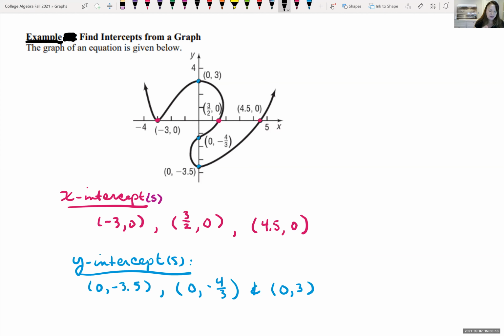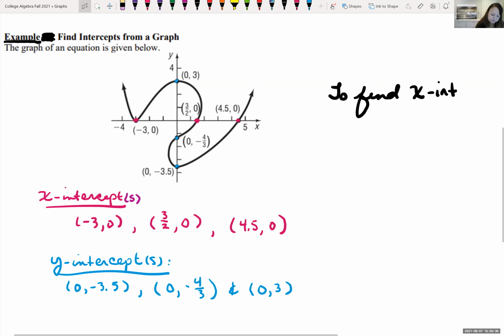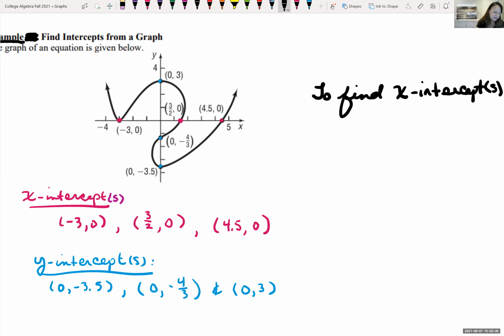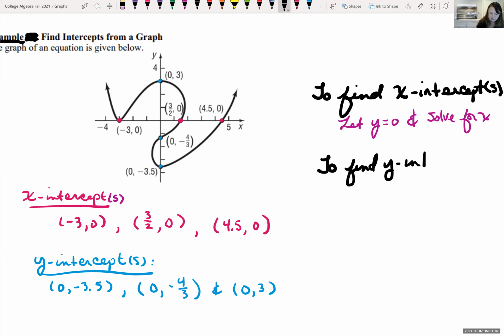And so when you are trying to find the x and y intercepts and you're given the equation, you're going to set the other variable equal to 0 and solve for that variable. To find x-intercepts, there might be more than one, there might just be one, there might not even be any. So to find x-intercepts, you let y equal 0 and solve for x. If we were asked to find y-intercepts given an equation, we're going to let x equal 0 and solve for y.